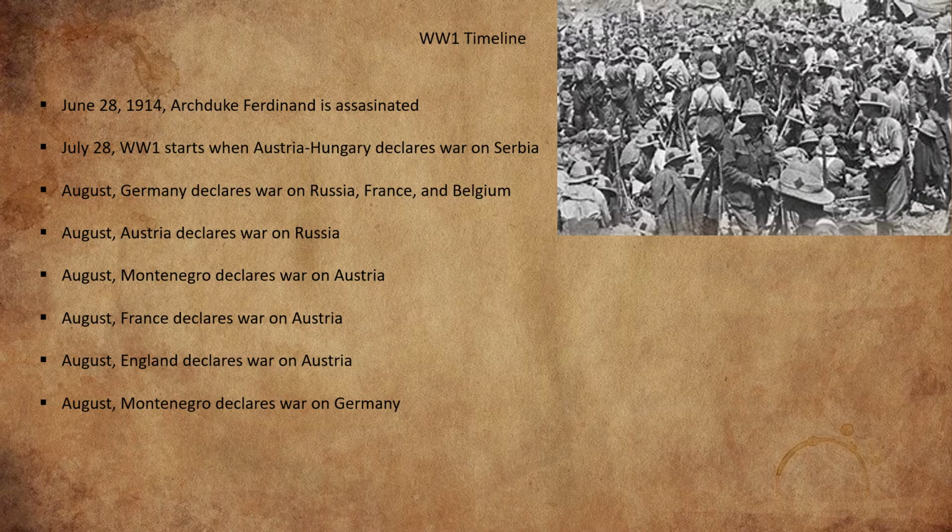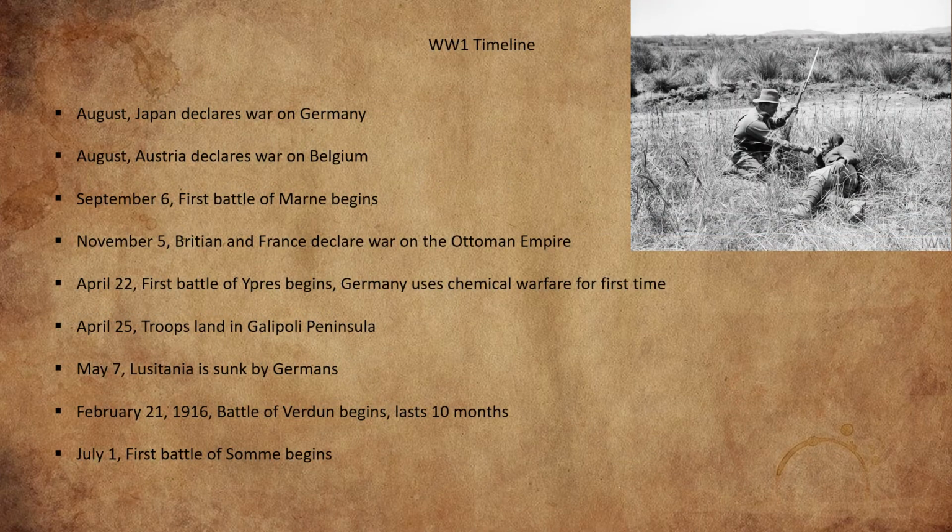Montenegro declares war on Austria. France declares war on Austria also, and England as well. And then Montenegro declares war on Germany eventually. In that same August, Japan declares war on Germany, and Austria declares war on Belgium.